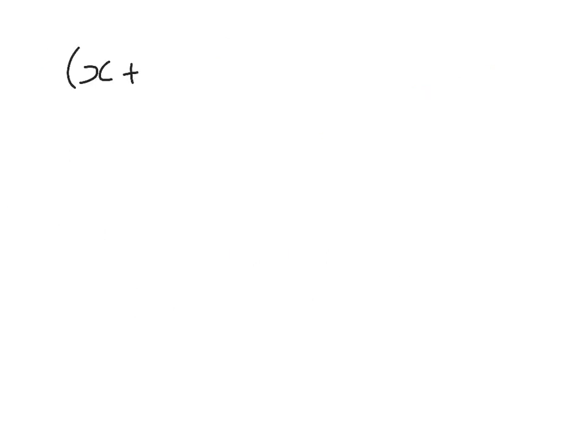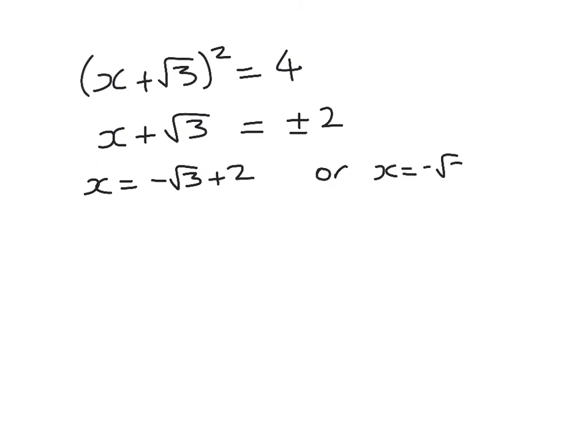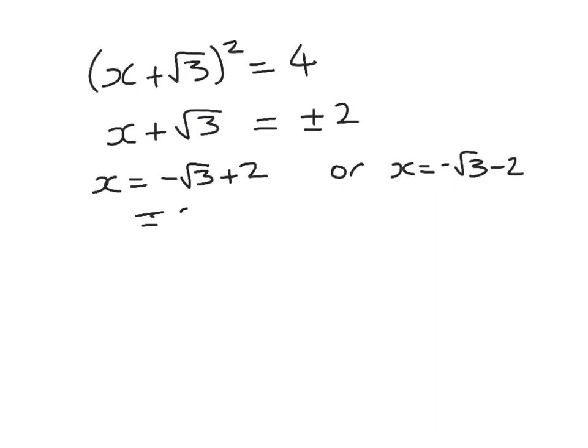Right, so where are we up to? Well, we've got x plus root 3 squared is equal to 4. Taking square roots of both sides, we have x plus root 3 is equal to plus or minus 2. So x is equal to negative root 3 plus 2, or x is equal to negative root 3 minus 2. So this is 2 minus root 3, and that's the one that we need. But we just have to look at this other solution and reject it.